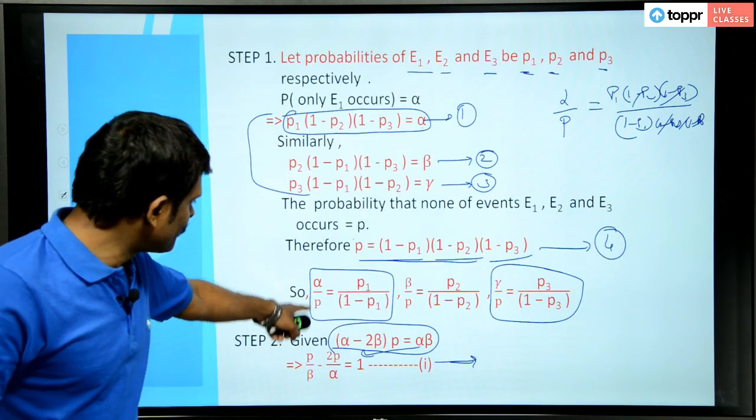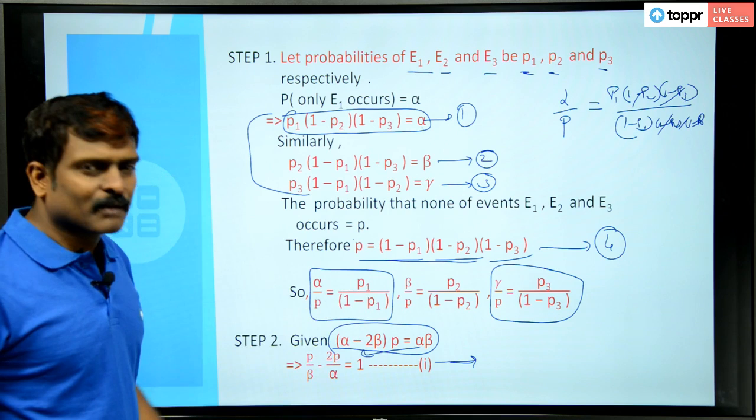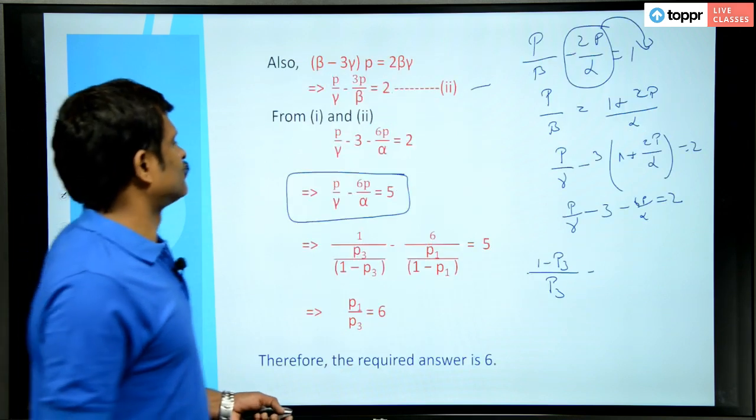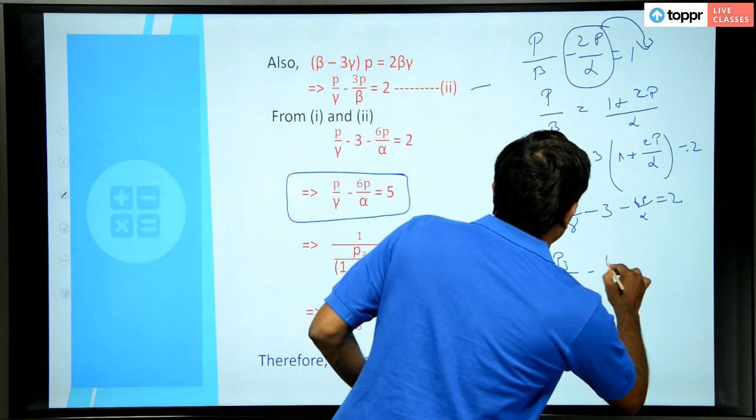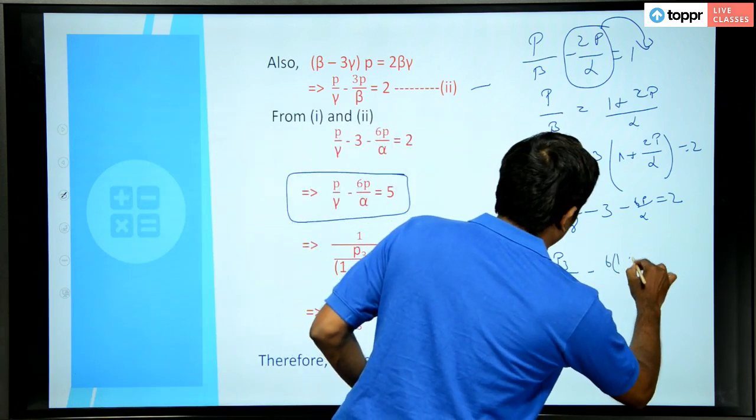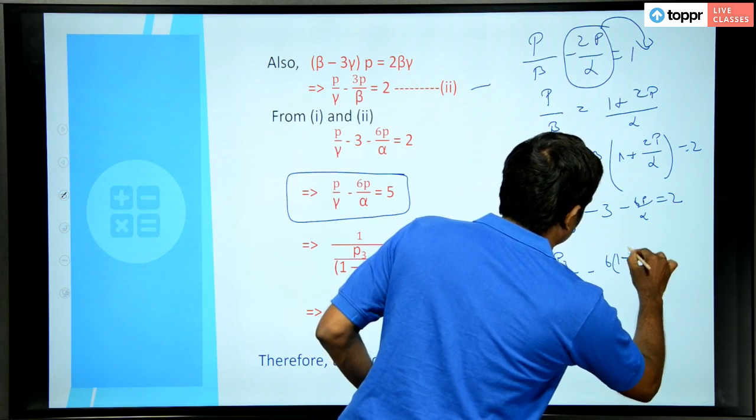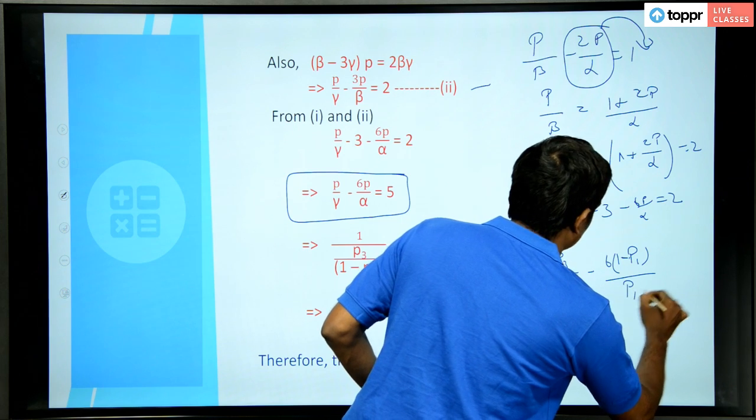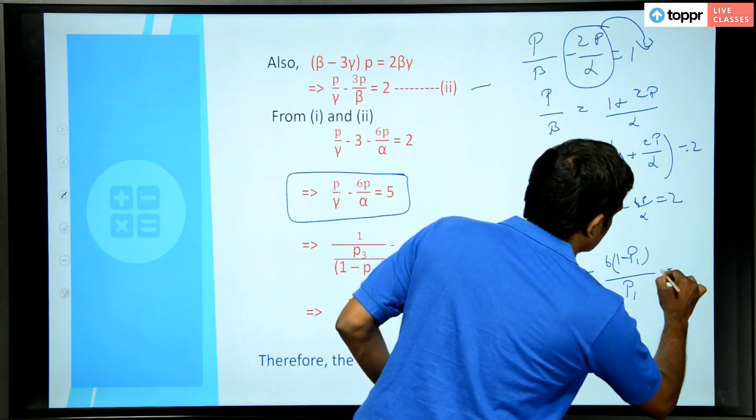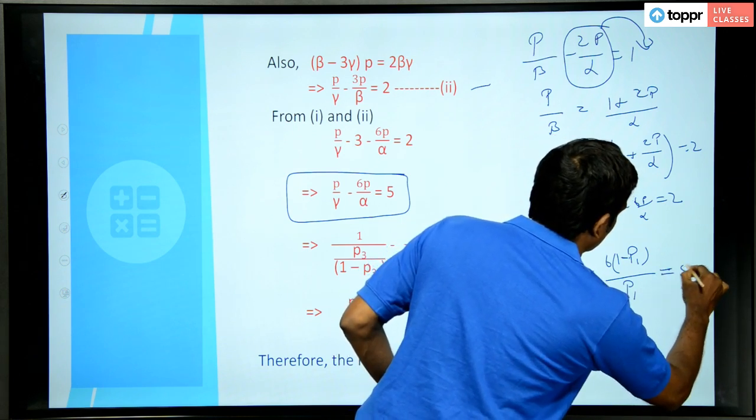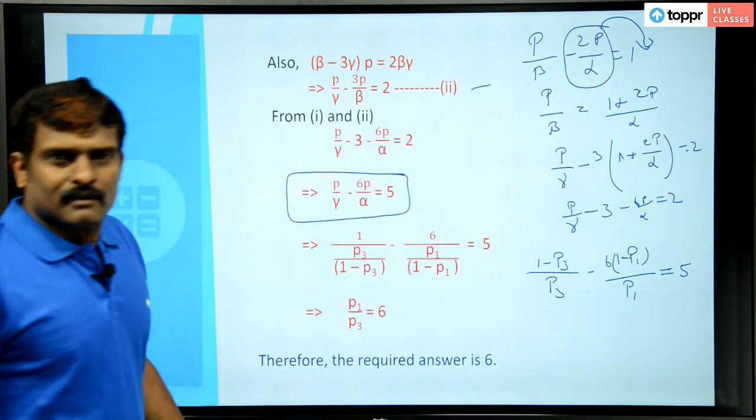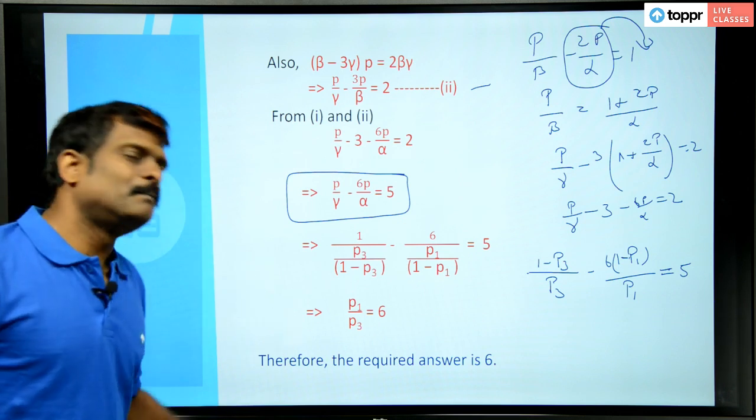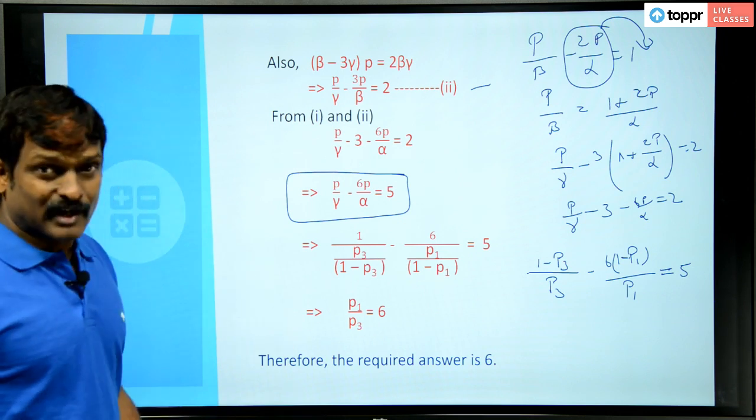Alpha by p is equal to p1 by 1 minus p1. So p by alpha will be 1 minus p1 by p1. So let us write that 6 times (1 minus p1) by p1 is equal to 5. Now on simplifying this, you get p1 by p3 is equal to 6. So how do we get that, right?